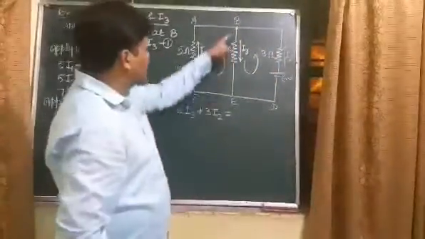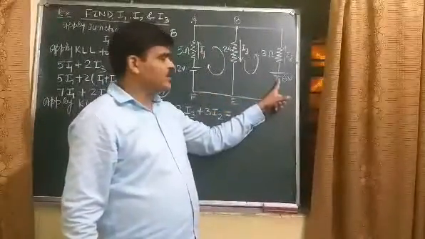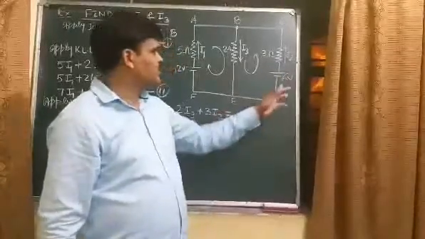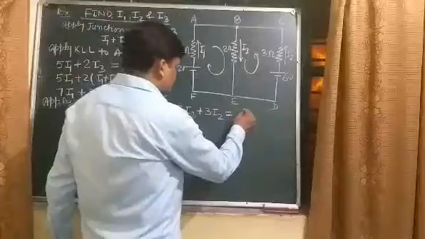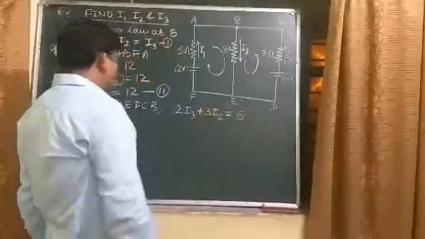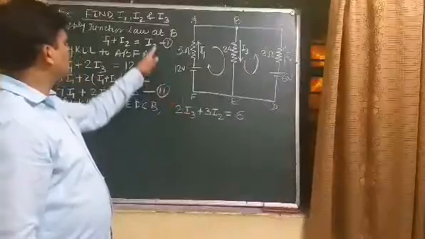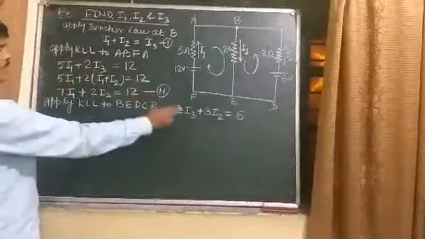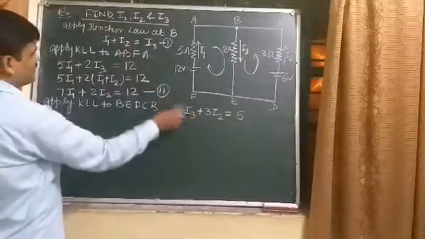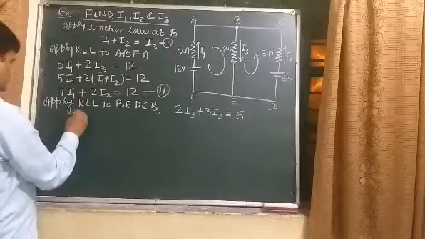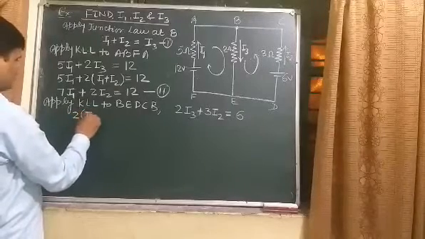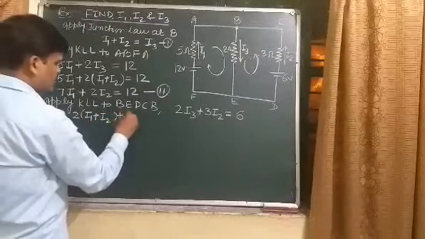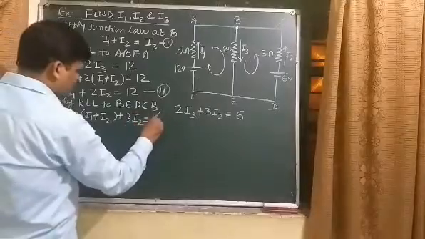And at the cell, the direction of the traversal is from cell negative terminal to positive terminal. So the potential difference is taken to be positive, plus 6. And putting the value of I3 from equation 1, this equation is written as 2 I1 plus I2 plus 3 I2 equal to 6.